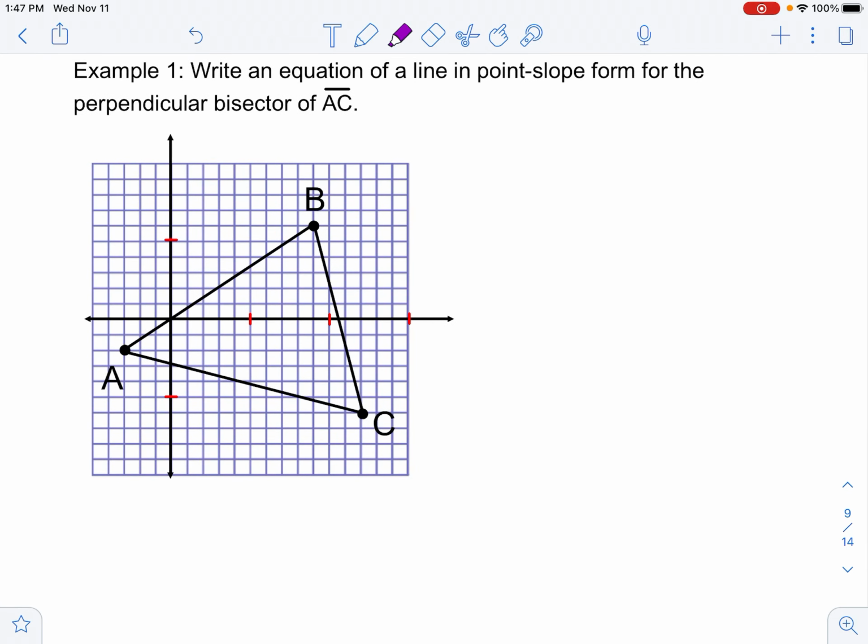This one says write an equation of a line. So our answer is going to be a line in the form y minus y1, because it says in point-slope form, for the perpendicular bisector of AC. Okay, so now I'm going to look at AC.